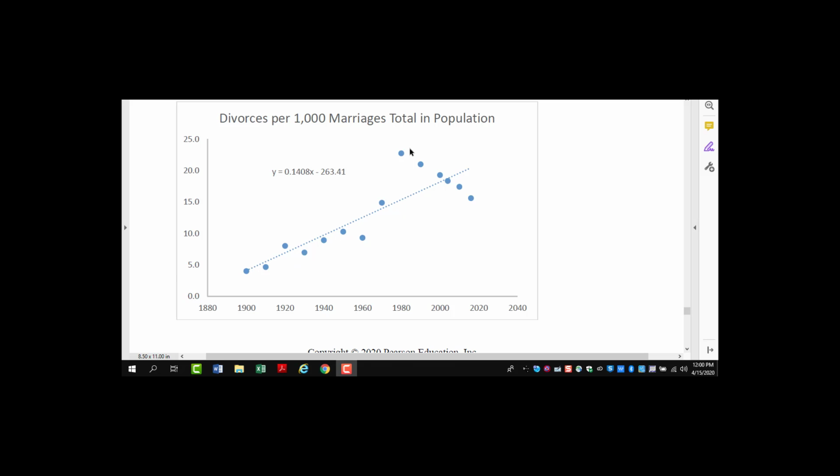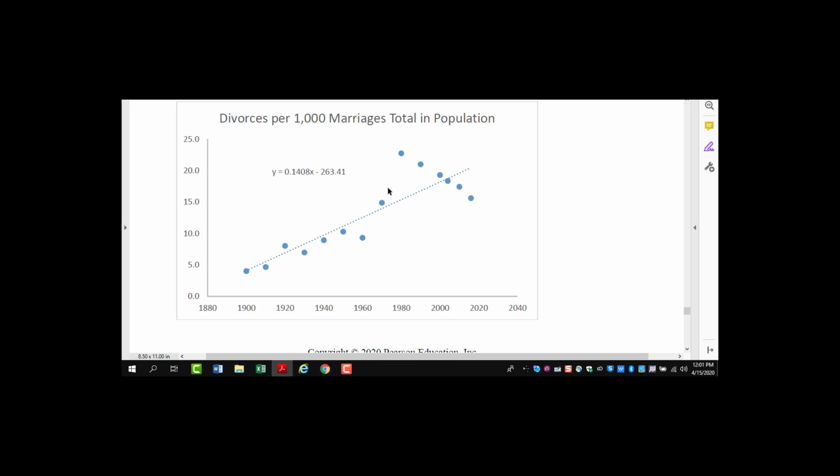And here's the trend line for all the data. And there's the equation that Excel generated. Again, we're using year 0 as the starting point. So this negative slope, this negative y-intercept is really meaningless. But the slope is not. To interpret the slope, it means that the number of divorces, y, per 1,000 marriages has been increasing by 0.1408 per year. Now, what's happened since 1980?